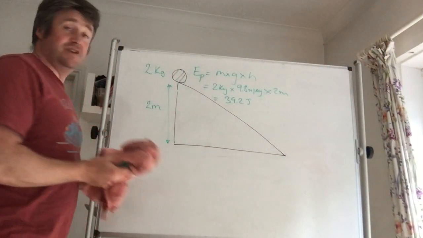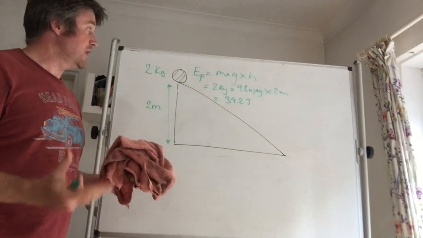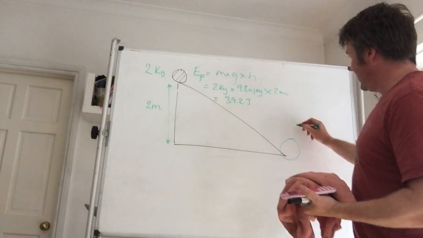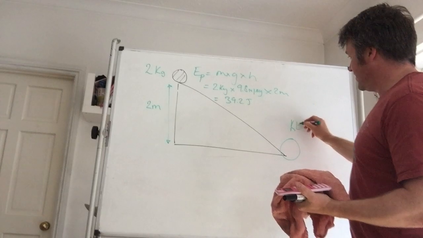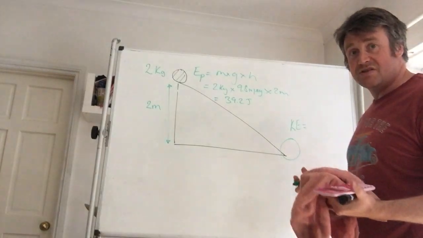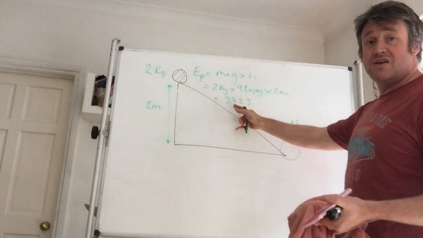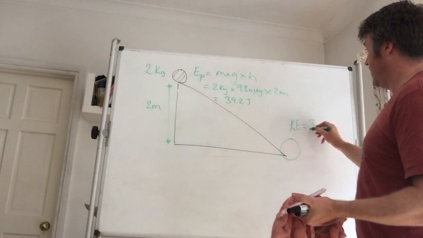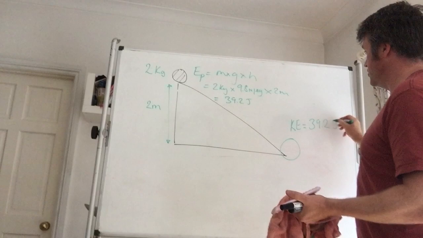Now, to work out its maximum kinetic energy at the bottom of the hill, it's just that. So at this point here, what's going to be its kinetic energy? Its kinetic energy at the bottom of the hill maximum is equal to the gravitational potential energy at the top. So you've already worked that out. That is just 39.2 joules.